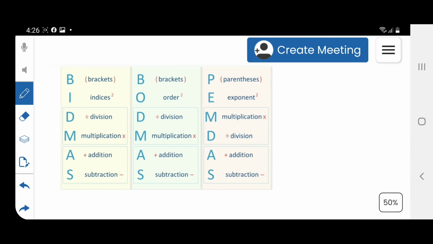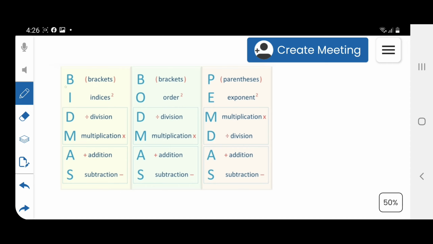Hello friends, today we are going to discuss the basic concept of BIDMAS, BODMAS, or PEMDAS. Basically, all these are kind of similar to each other, but there is a little bit of difference in PEMDAS. Other than that, BIDMAS and BODMAS are exactly the same. So how are they the same? Let's see.